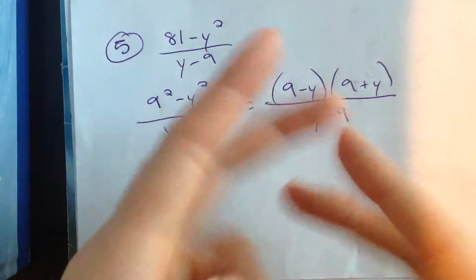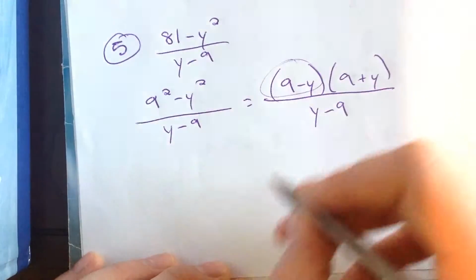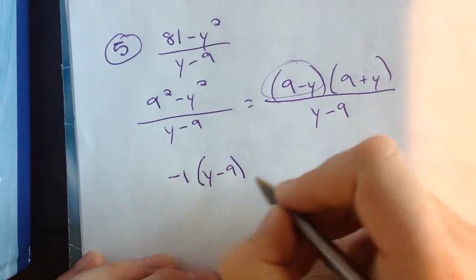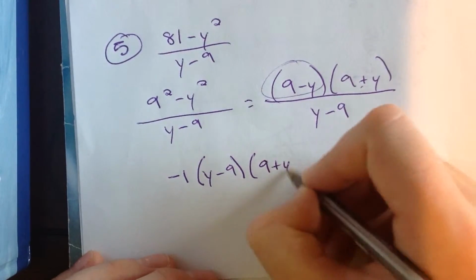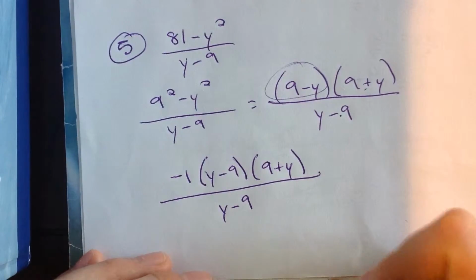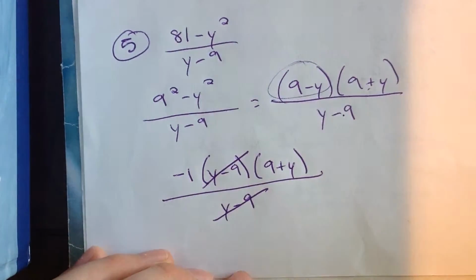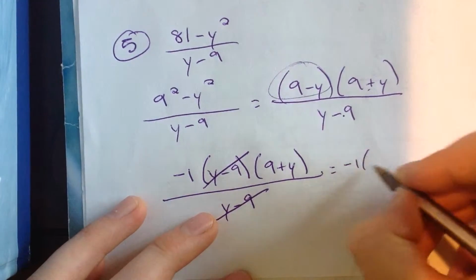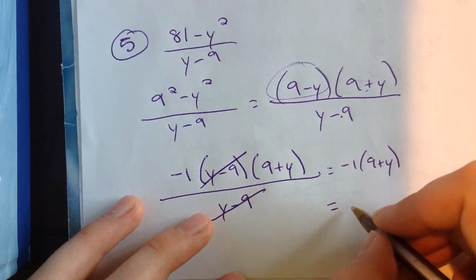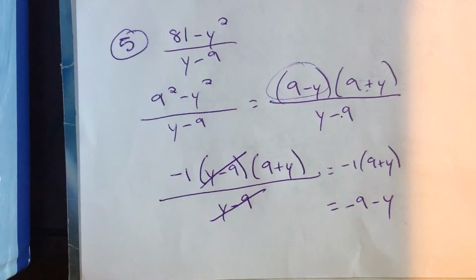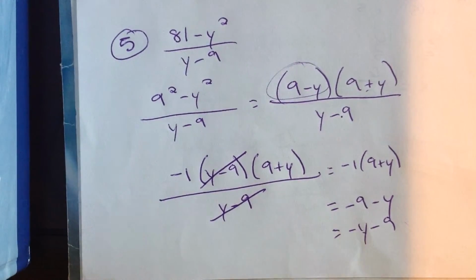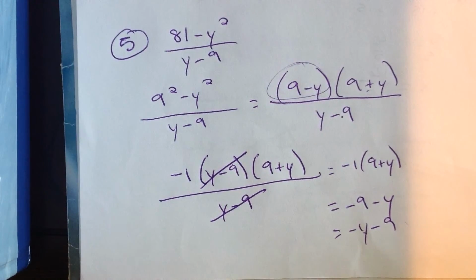They're the flip. So on top, what I can do is pull out a negative, and it becomes y minus 9. But the second one is not affected by that. The bottom stays the same. Now they cancel, so I get negative 1 times 9 plus y, or distributing that through, I get negative 9 minus y. Either would be a perfectly acceptable answer. You could also put negative y minus 9 by flipping them and writing them in a different order.